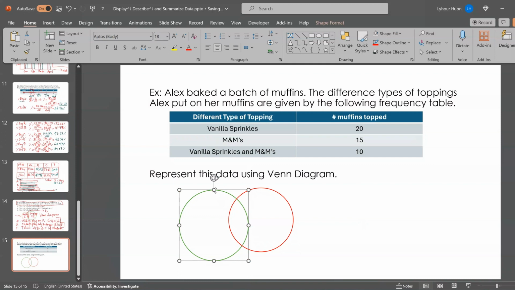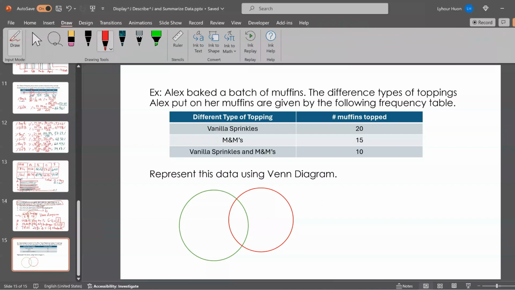For vanilla and M&M, we need to draw two circles, and since they have common data, they intersect each other. The green one is vanilla, the red one is M&M. To be accurate, we make the green one larger than the red one because the numbers differ. When it's bigger, it's a greater number. Vanilla is 20, while the M&Ms is 15, and the common is 10.